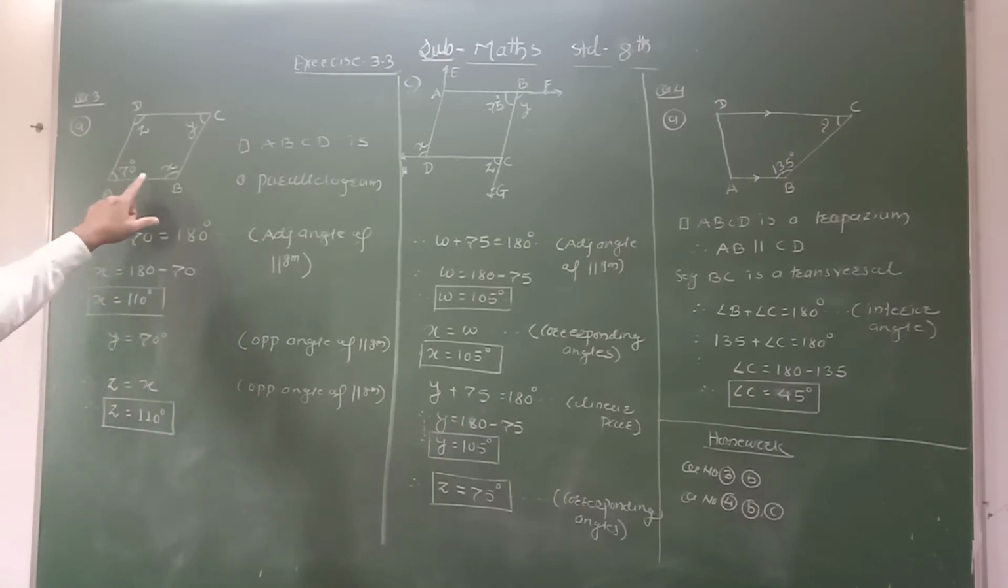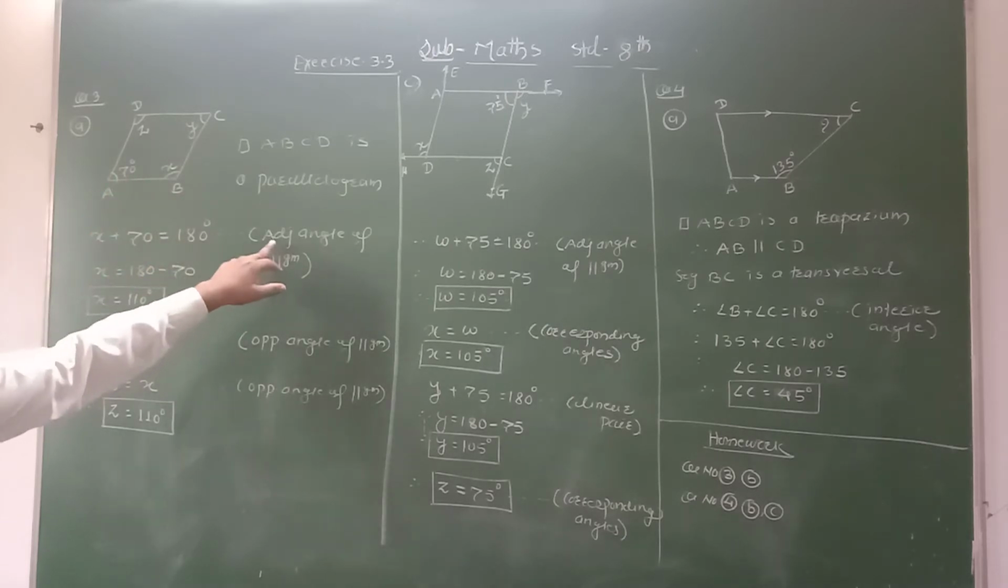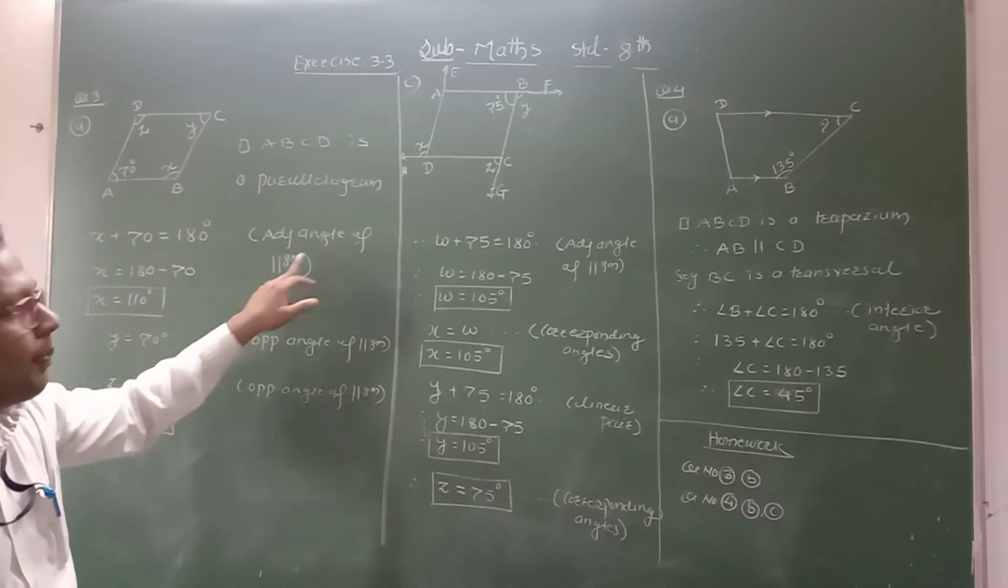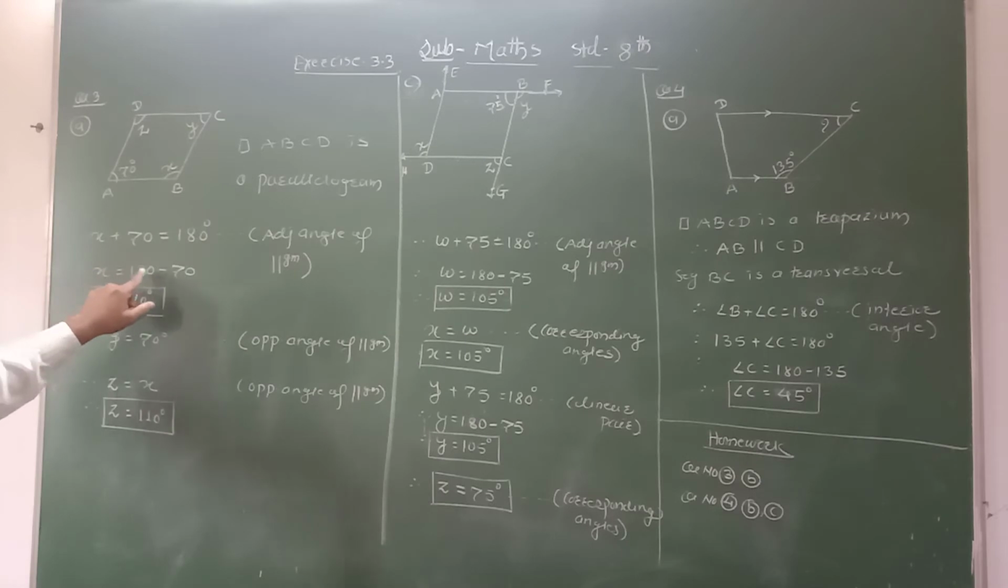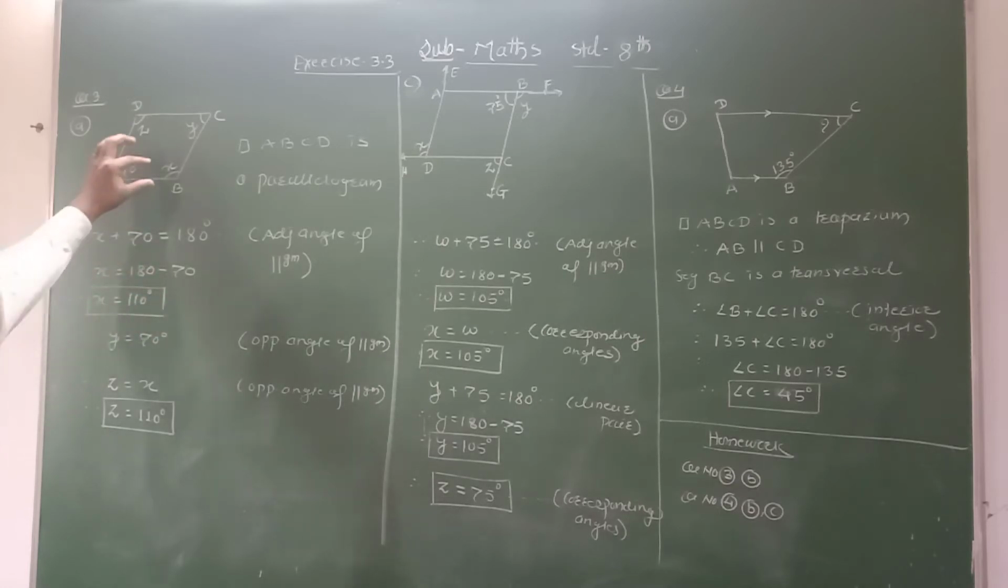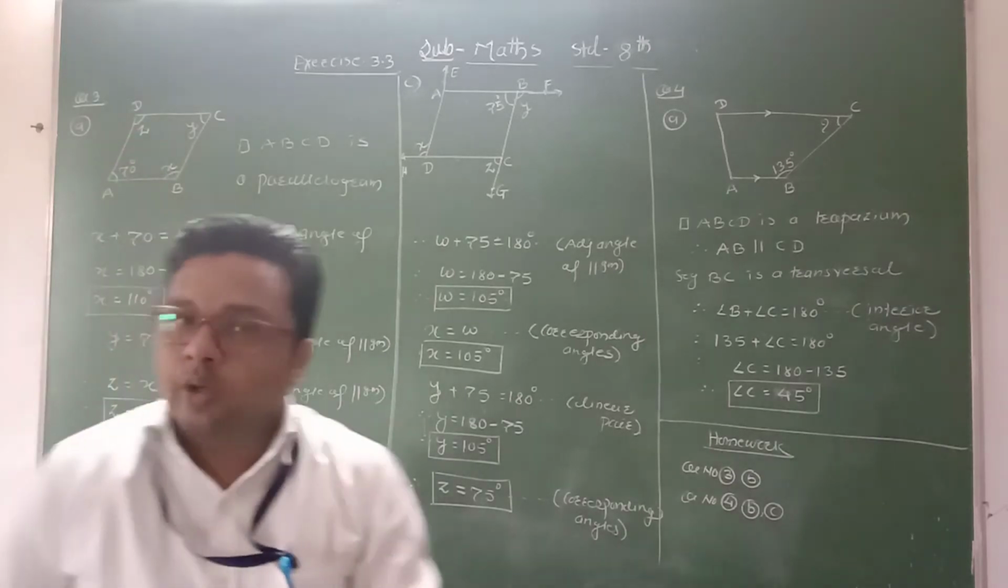Therefore here I write x plus 70, that is angle B plus angle A. Their addition is what? 180 degrees. And what is the reason? Here I mention: adjacent angles of a parallelogram. Okay, therefore x is equal to 180 minus 70. Here we get x is equal to 110 degrees. Okay, here we get the value of x is equal to what? 110 degrees. Then think about y.